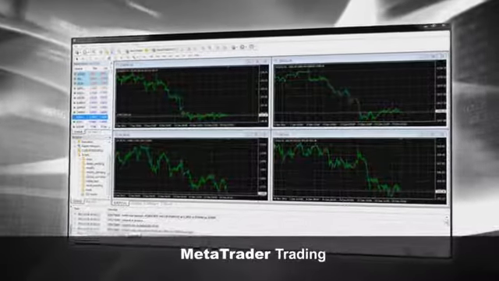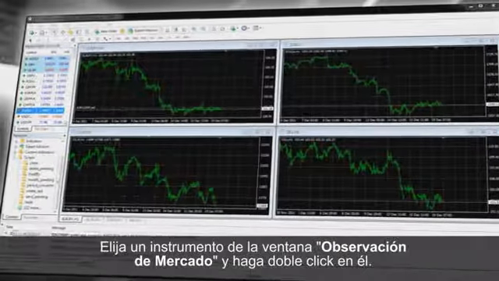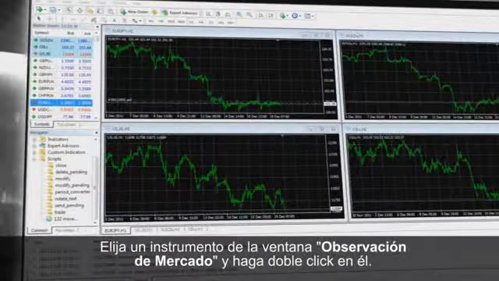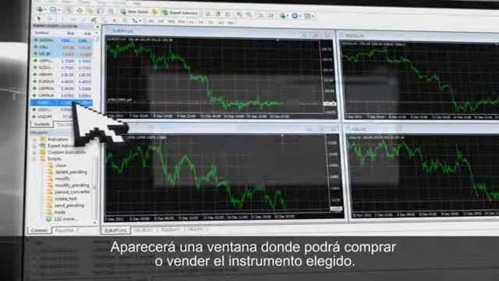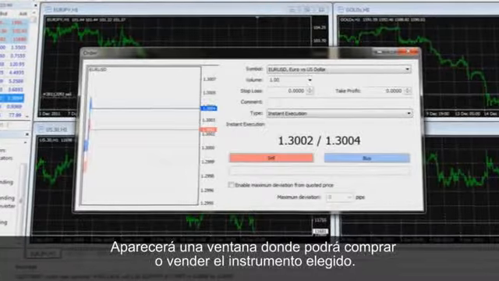Trading via XTB MetaTrader. Choose an instrument from the Market Watch window and double-click on it. You will be presented with a new window where you will be able to buy or sell the chosen instrument.